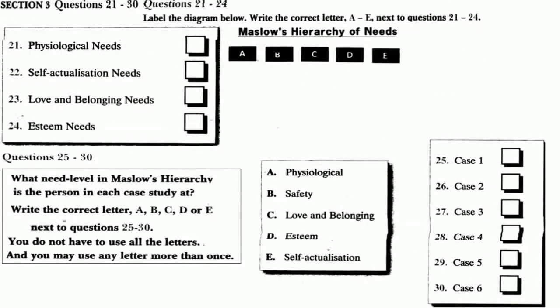That is the end of section 2. You now have half a minute to check your answers. Now turn to section 3. Section 3. You will hear a discussion between 2 psychology students and their tutor. First, you have some time to look at questions 21 to 24.